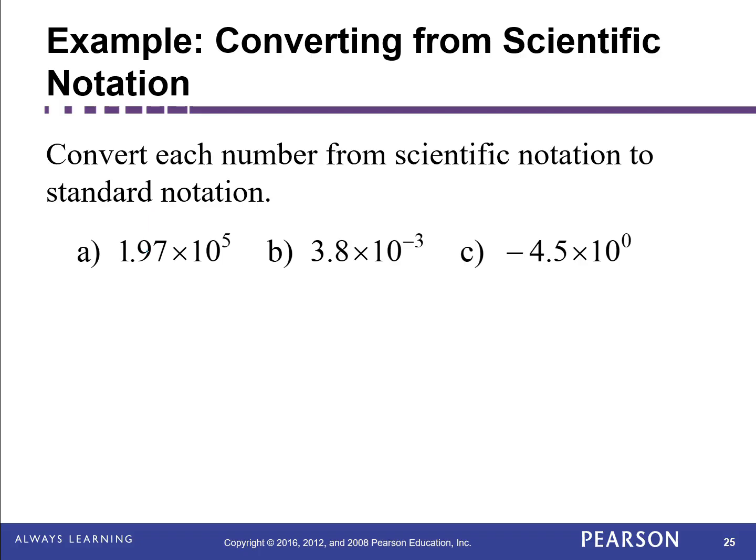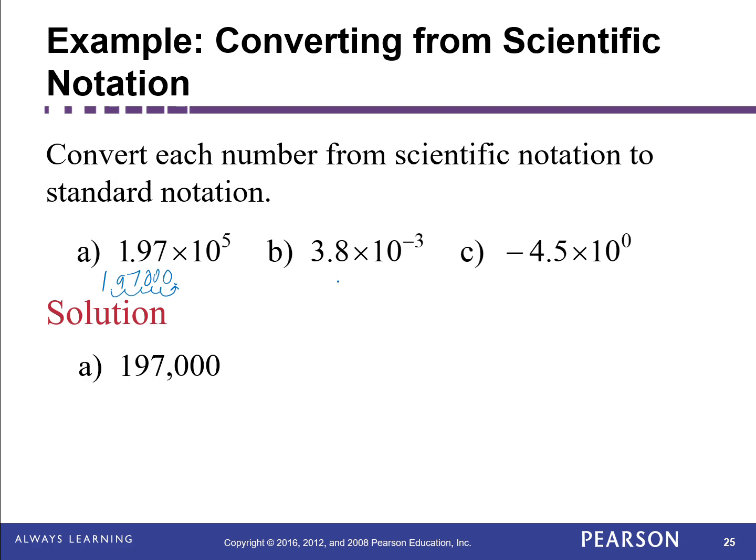So for A, we have 1.97 times 10 to the 5th. Okay. Now, what we're going to do here is 1.97. Because it's a positive exponent and we're working backwards now, we're actually going to move it to the right. 1, 2, 3, 4, 5. This is where it would be. In every one of these empty little circles we have here, we're going to add a 0.